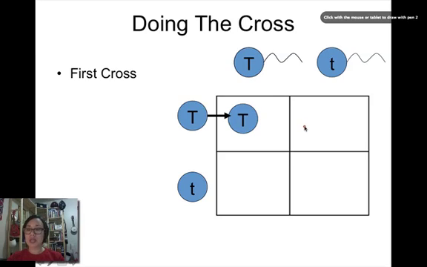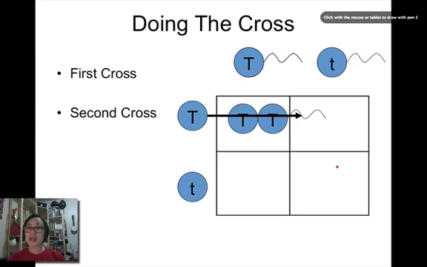Then I'm going to look at my next cross. So the next thing I'm going to do is look at what alleles are on the top of the box, and I have another capital T. So I'm going to go ahead and bring that into my Punnett square as well. So my first Punnett square box is already taken care of. I have big T, big T. So there my first cross is done. Now I have 3 more to do, but I'm going to follow along in the same fashion.